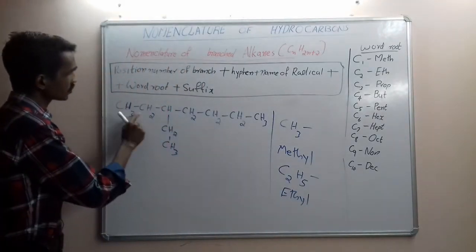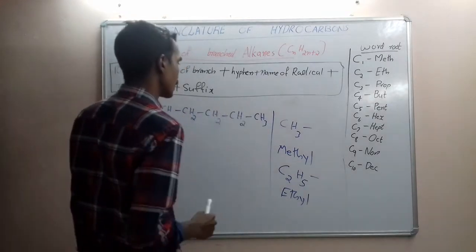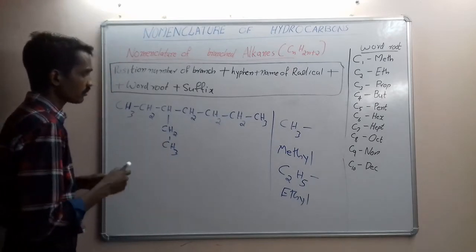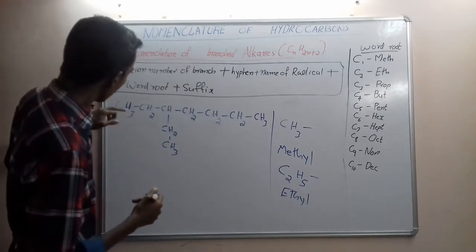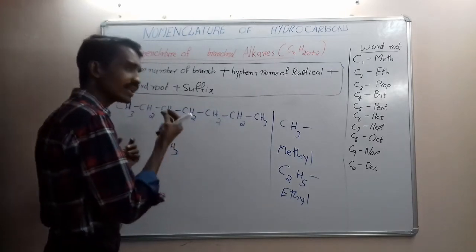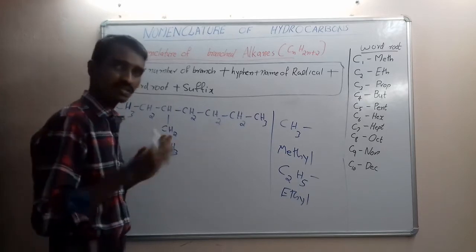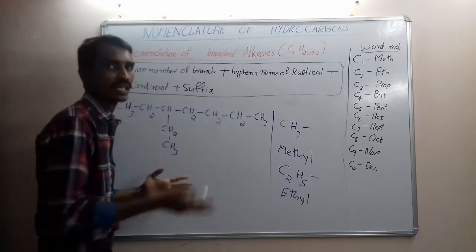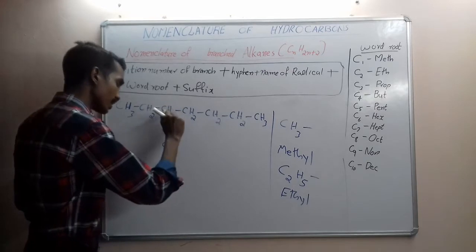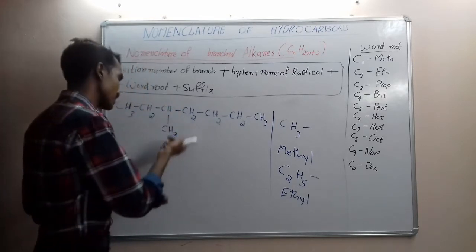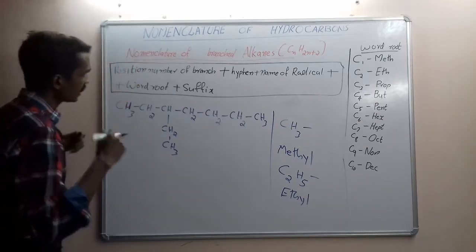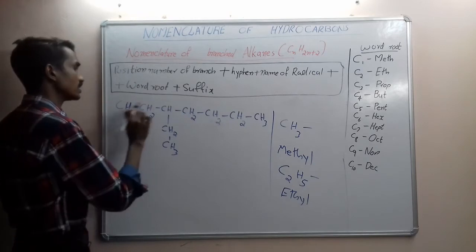Here 1, 2, 3, 4, 5, 6, 7. So 7 carbon atoms are there, and 1, 2. Among these, which is the main branch? The largest branch is called the main branch, and the shortest branch is called the alkyl radical. So the largest branch is the main branch, and this is the smallest branch, the alkyl radical.